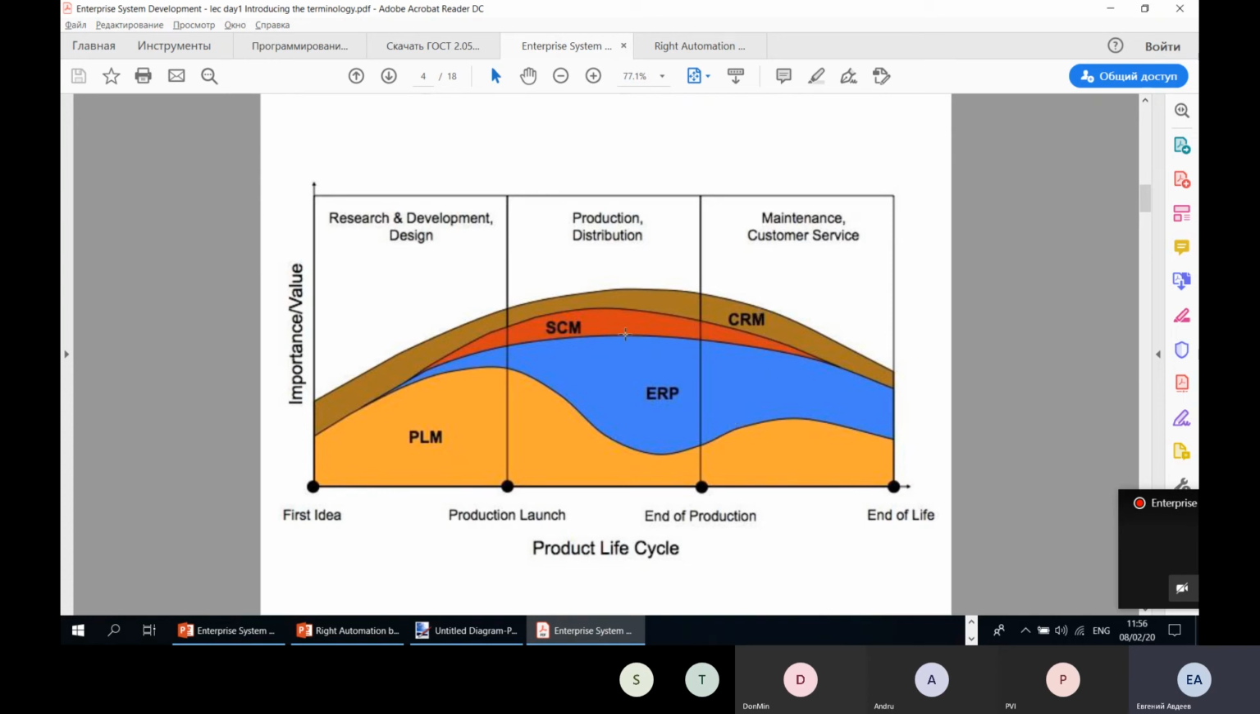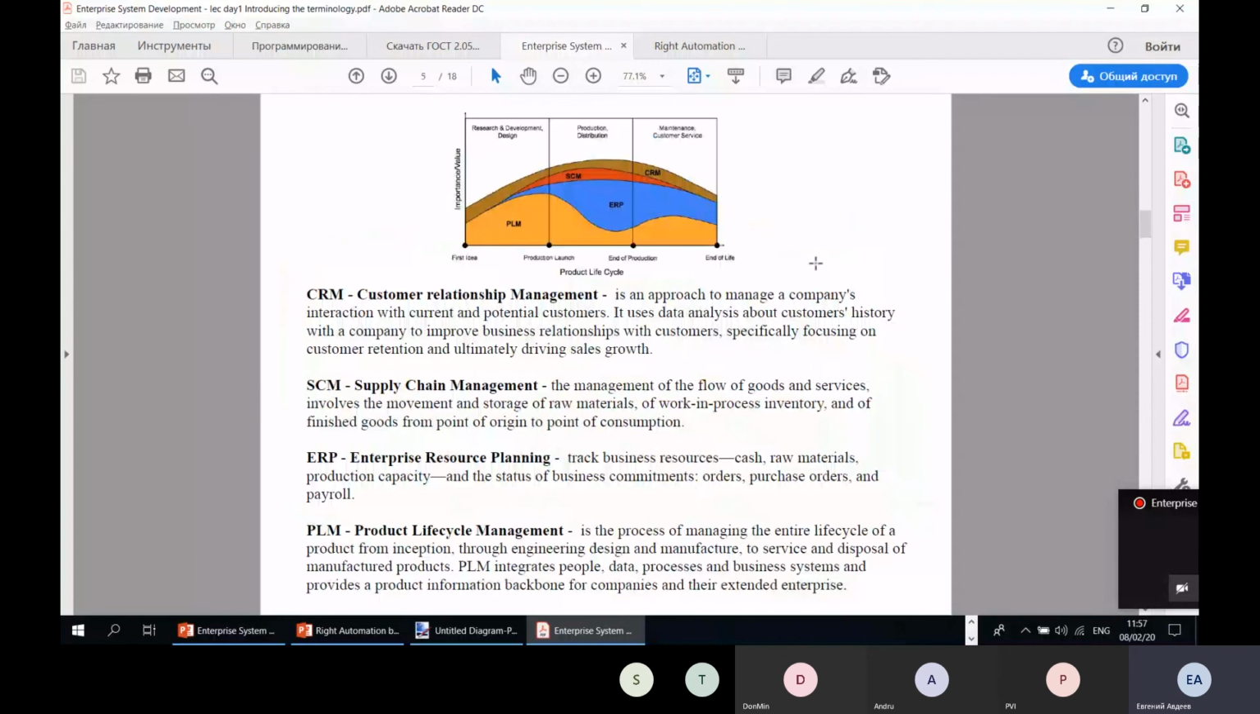They have CRM, SCM, ERP systems, and here is the graph showing which system is mostly used in the different stages of the product life cycle. So the product life cycle has these stages: research, development, production, maintenance. And here is a detailed description of what each system is about. CRM is about customer relationship.